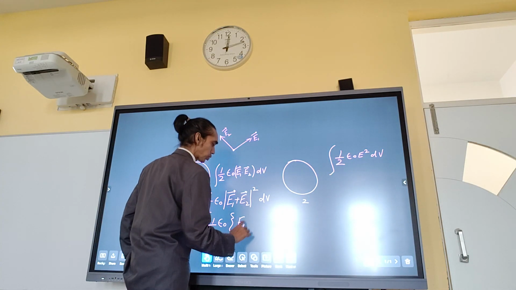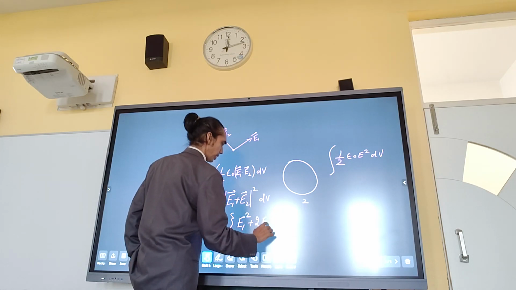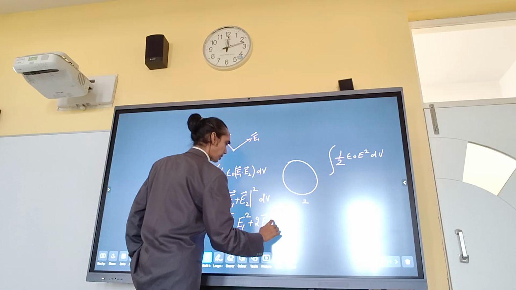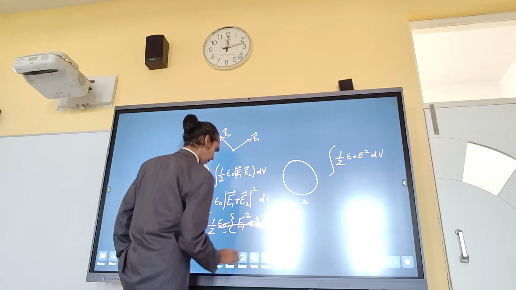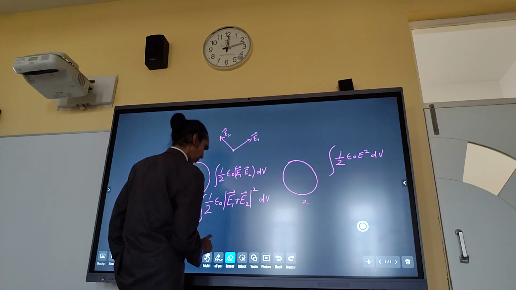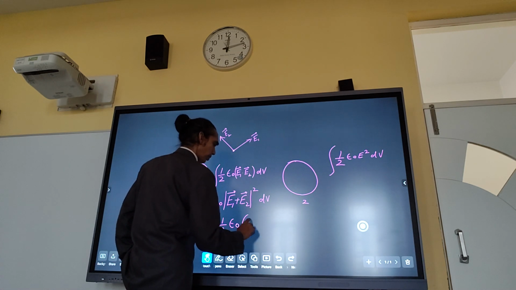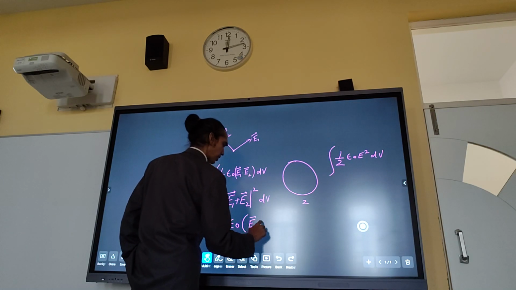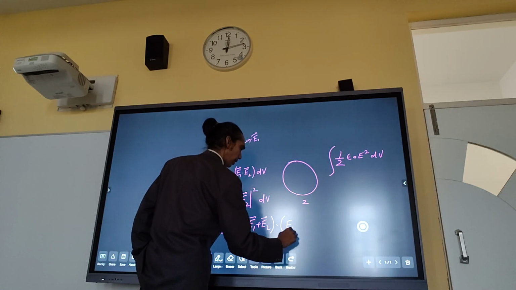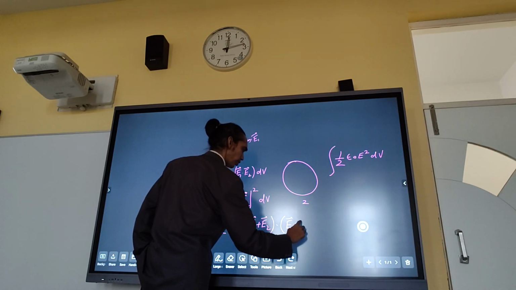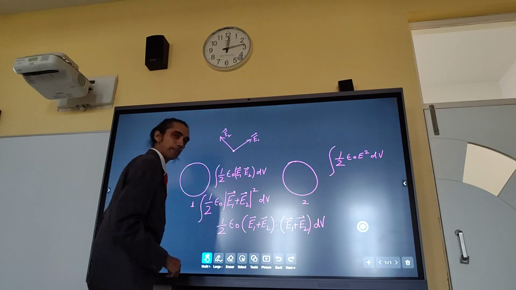This gets me half epsilon naught, bracket open. First part will be E1 square. Second can be marked twice of E1 dot E2. Check, class. I'll write that down for you in a more amicable manner. This is half epsilon naught, and you mark it as E1 plus E2 and take a dot with E1 plus E2. Just use the vector equation, whole into dV. This is what we have.